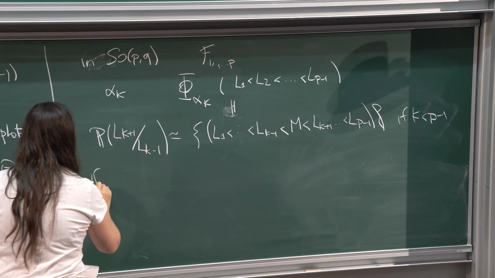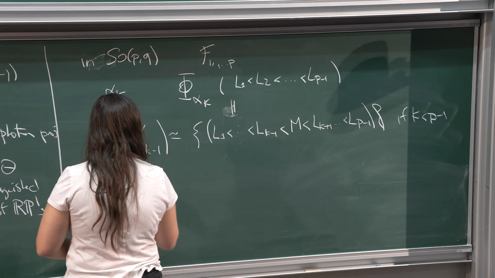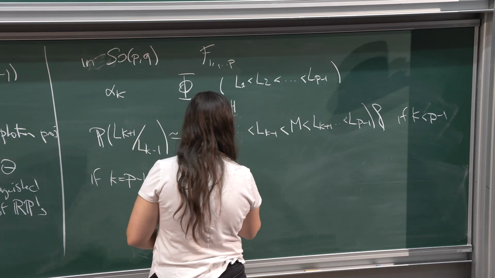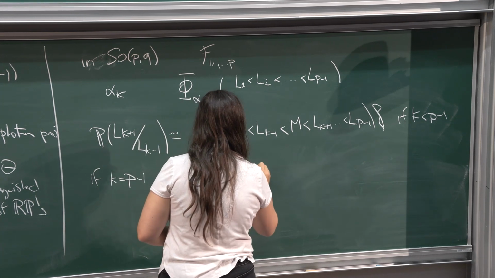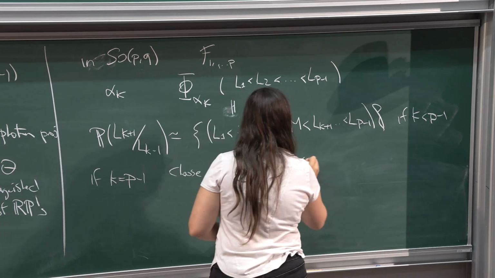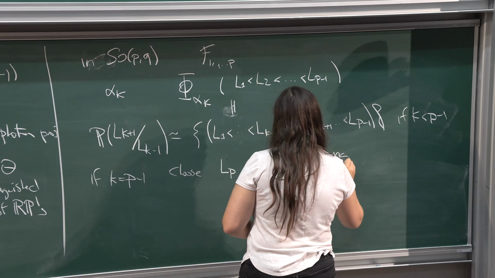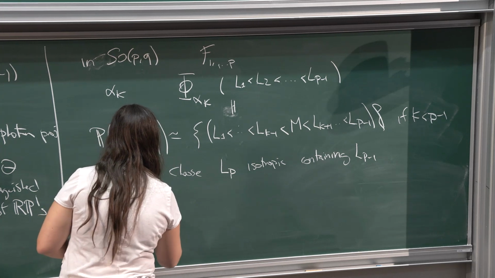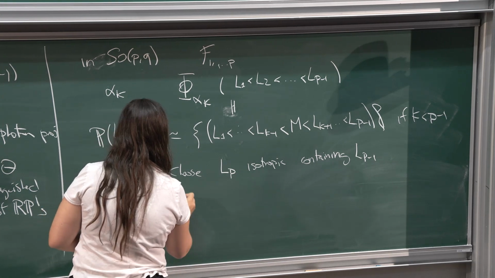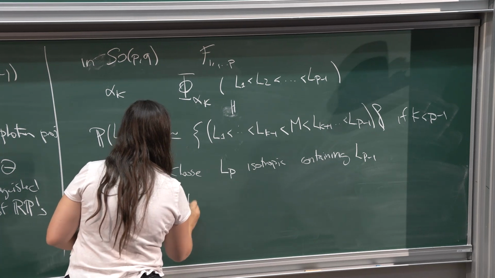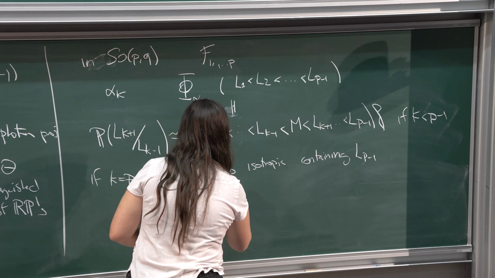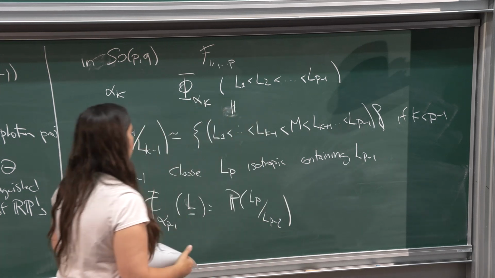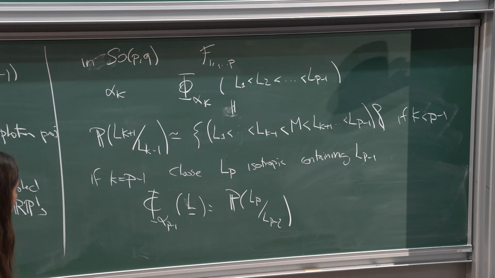And if k is equal to p minus 1, then we choose L P isotropic containing L P minus 1, and we set the photon phi alpha p minus 1 of L to be P of L P over L P minus 2. What's that capital M?